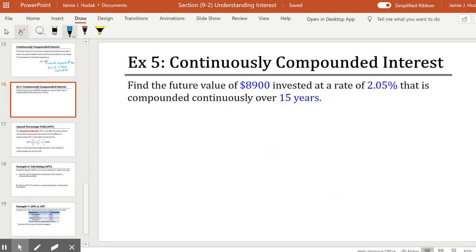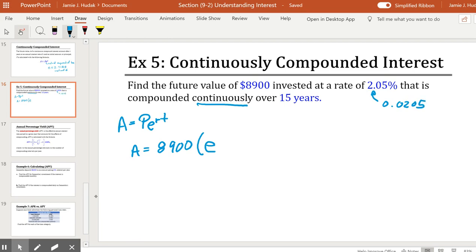So number 5 says find the future value of $8,900 invested at a rate of 2.05% that is compounded continuously for 15 years. Because it says continuously, that means we need to recall this formula for the future value. And we would say that the future amount is $8,900 times E, the constant that is in our calculator. R, 2.05%, we need to express as a decimal, 0.0205, times 15, all of that is in the exponent of E.